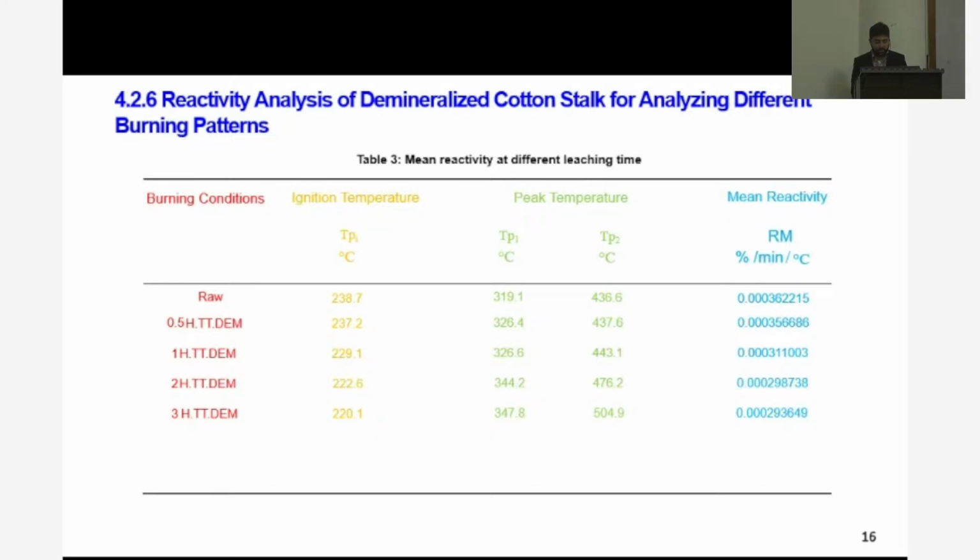I hope this is visible. Yes. Here we have analyzed the burning conditions for different samples on the basis of ignition temperature. As we know, ignition temperature is required to ignite the fuel, and it can be seen from the results of an extensive study that as we approach higher demineralization time, our burnout temperature and our ignition temperature are decreasing. The same is the case with reactivity. We have also found a different trend there.